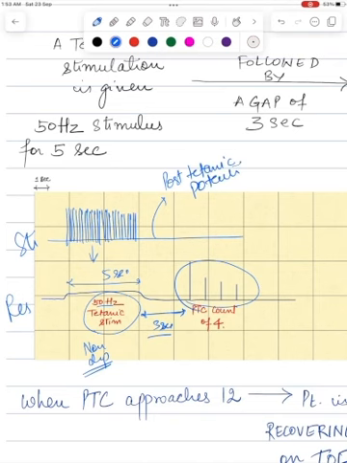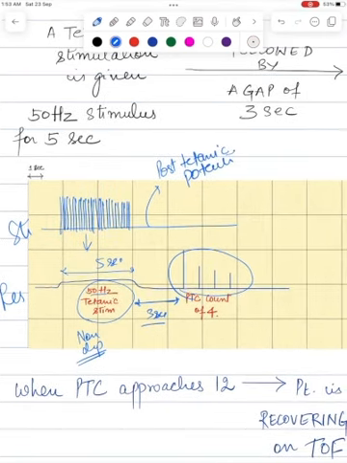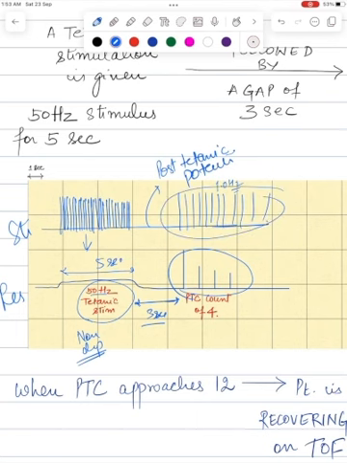Post-tetanic potentiation. What is post-tetanic potentiation? I will talk about it in a while. But after a gap of 3 seconds, we give single twitches at a frequency of 1 hertz, 10 to 15 single twitches. Out of these 10 to 15 single twitches, in this particular example, there are only 4 responses that are seen, and therefore the PTC count here is 4, right?